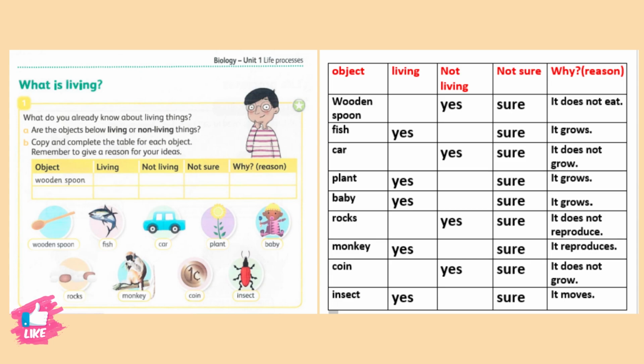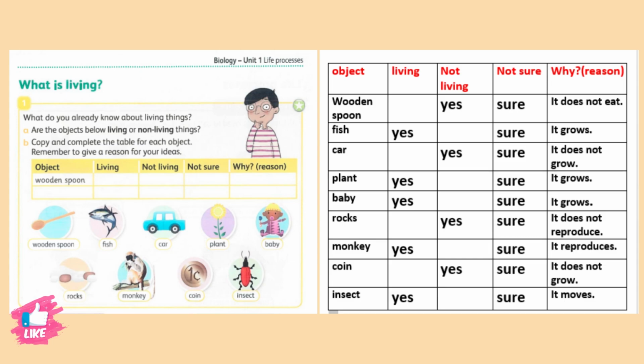You have to make a column in this way, write down objects. Is it living or non-living? If you are not sure, so write down not sure. If you are sure, so you have to write sure. And you have to give a reason as well. I have done for you, but if you want to do by yourself, you can.